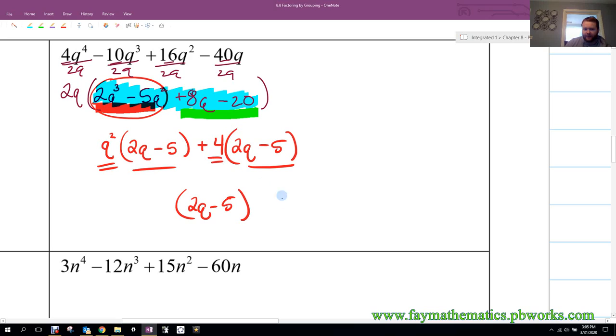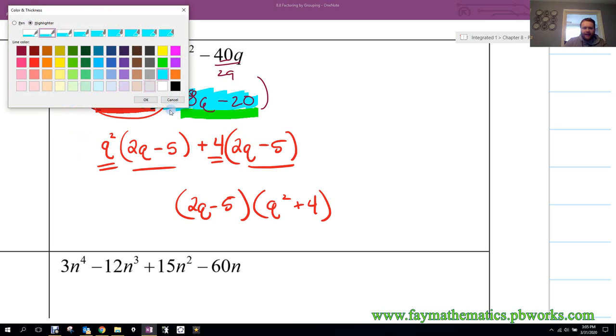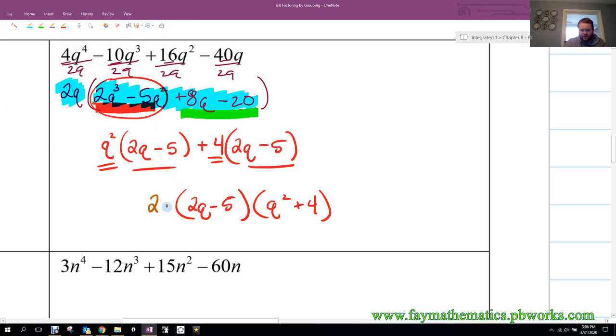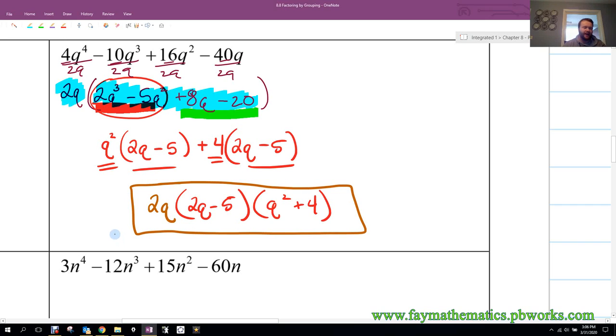This here is another factor: q squared plus 4. Now, that's fine, but if you remember, that 2q was a third factor. And that can't go away. That has to be brought down here. So 2q times 2q minus 5 times q squared plus 4. That is our final simplified factored version of what we started with.